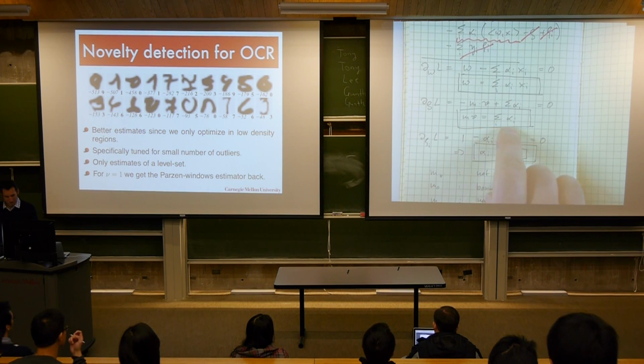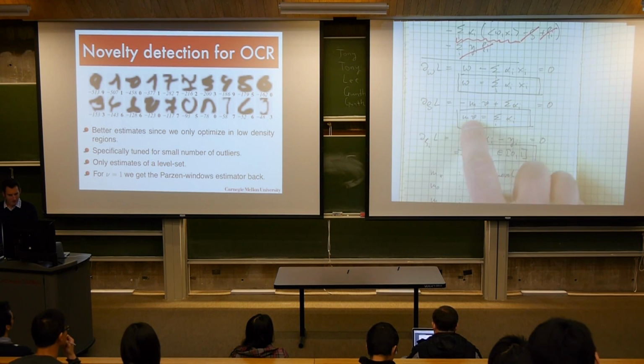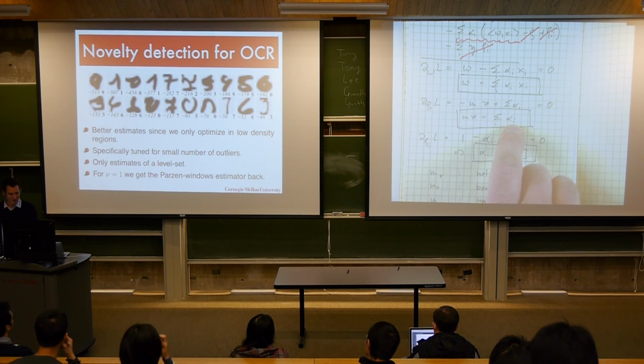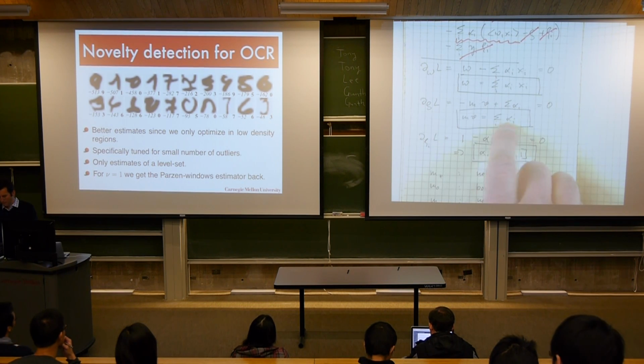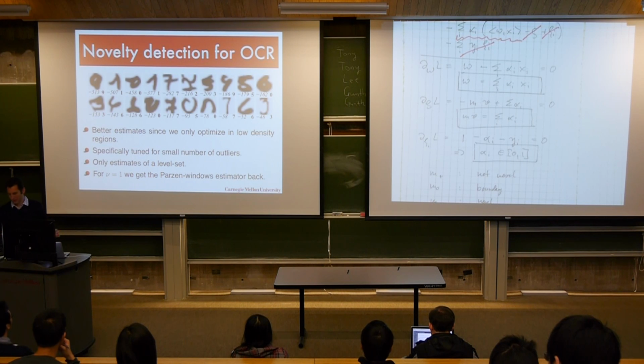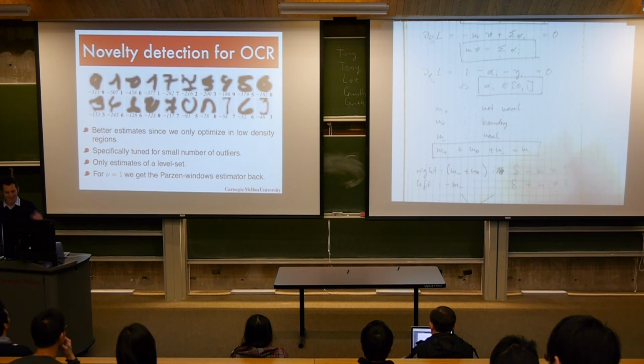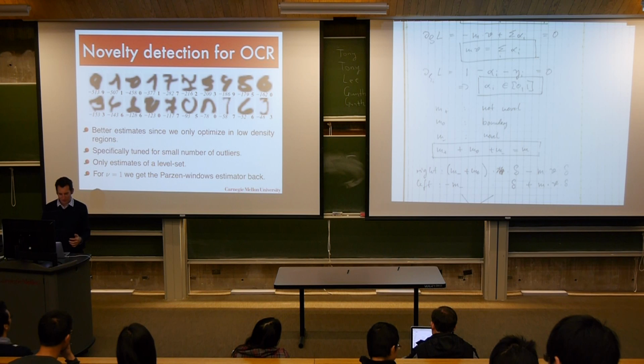m times nu equals the sum over the alpha i's. If I set nu equals 1, I get that m equals the sum over the alpha i's, and the only way I can satisfy this is by setting all the alpha i's equal to 1. Right? And this is exactly Parzen windows. That's what you would expect, because Parzen windows effectively considers all the observations as, quote, novel, and then sorts accordingly. So it's kind of reassuring that you get an existing technique out of it as a special case.